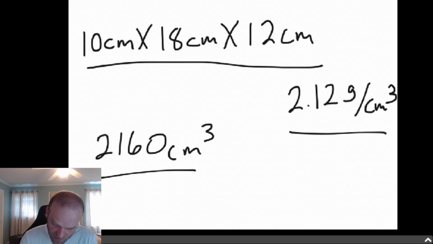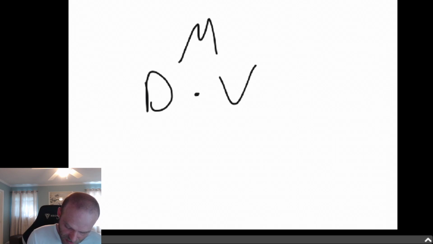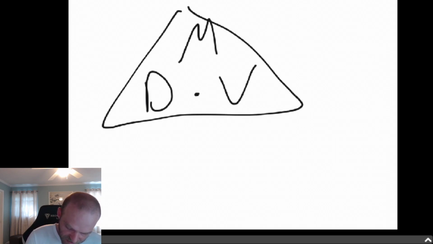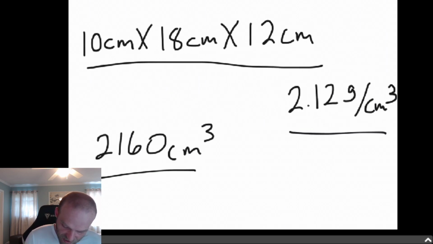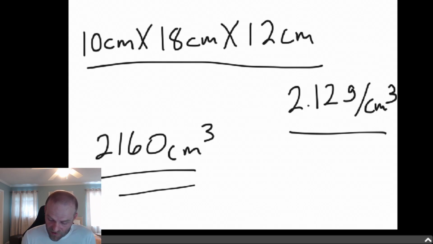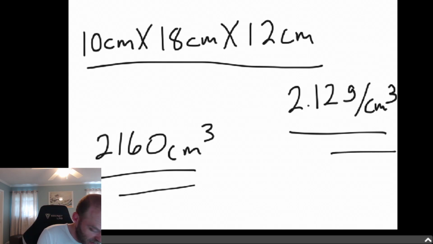Remember the density triangle? Let me go over here. The DMV, right? So you want to multiply density times volume. Fill this out so y'all remember. Density times volume to figure out the mass. All right, so easy enough. I have my volume here, density here, just multiply them. And you get 4,579.